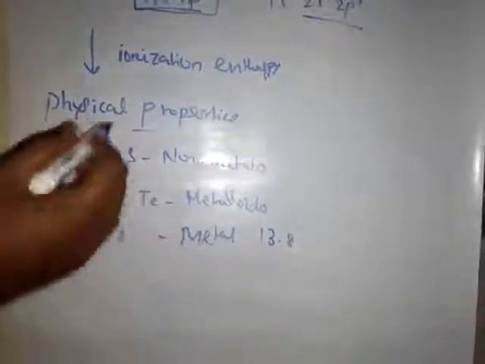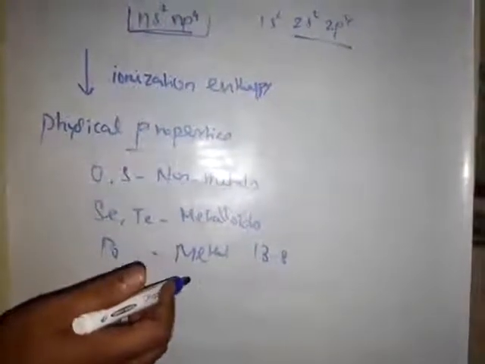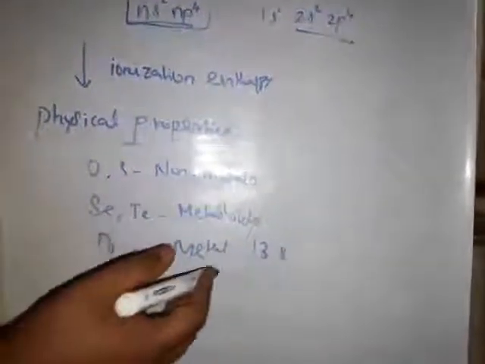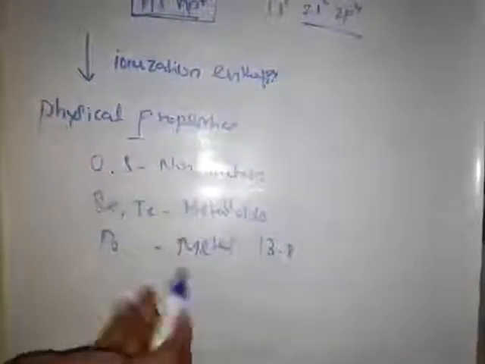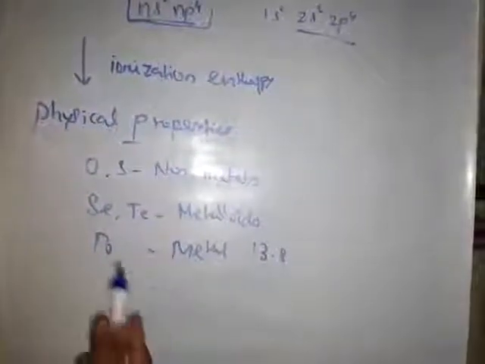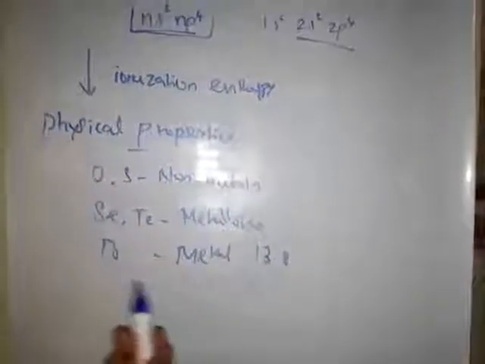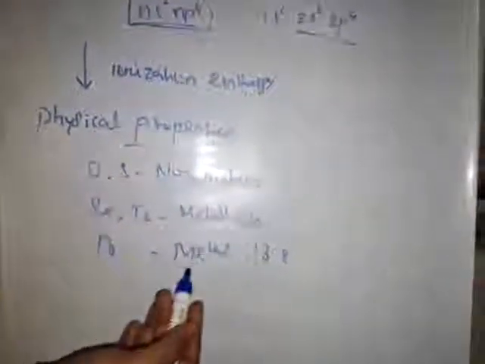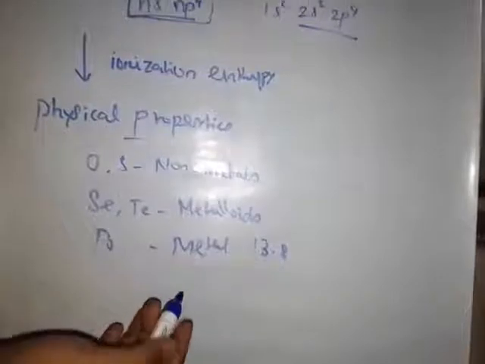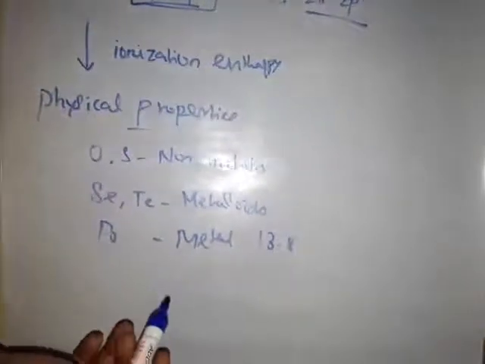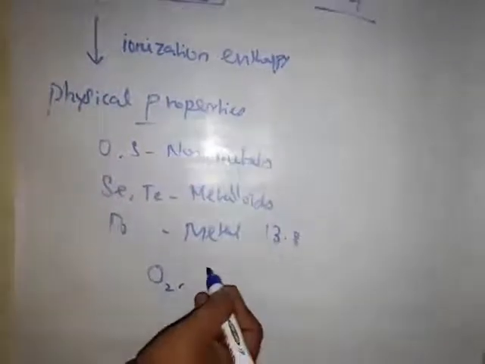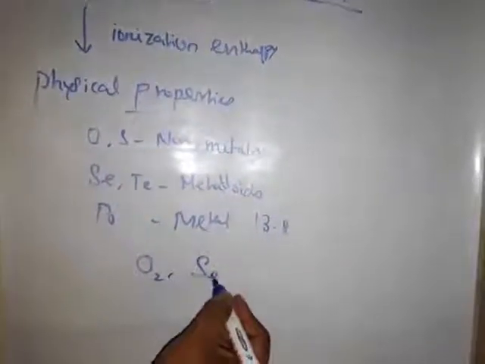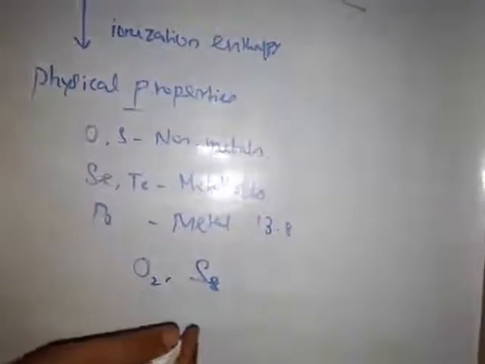All these elements have allotropic forms. Melting and boiling points increase with an increase in atomic number down the group. The large difference between the melting and boiling points of oxygen and sulfur may be explained on the basis of atomicity. Oxygen is a diatomic molecule, whereas sulfur is a polyatomic molecule, S8, and this is O2.